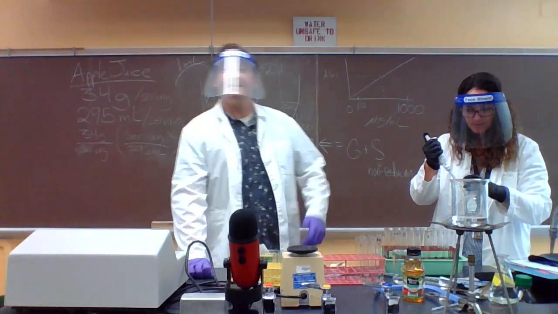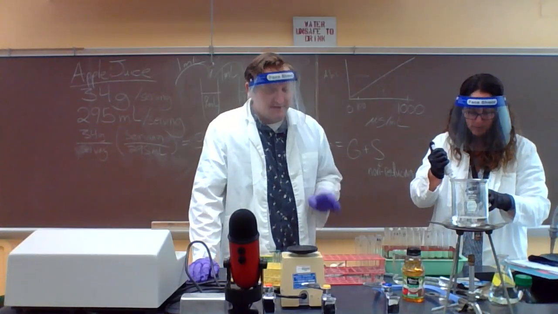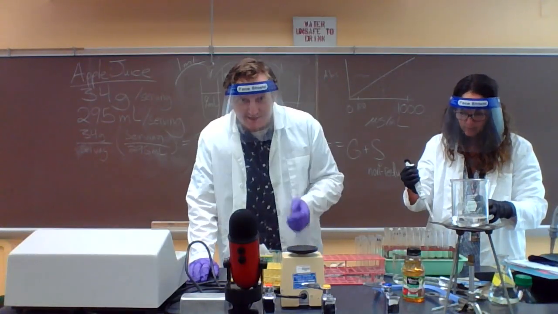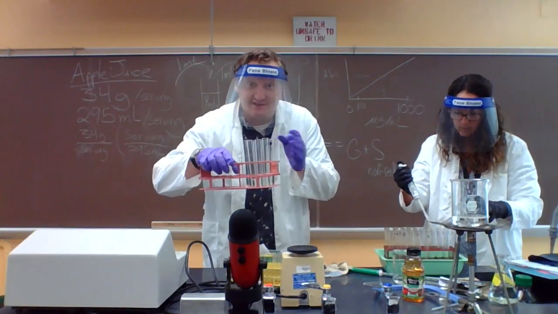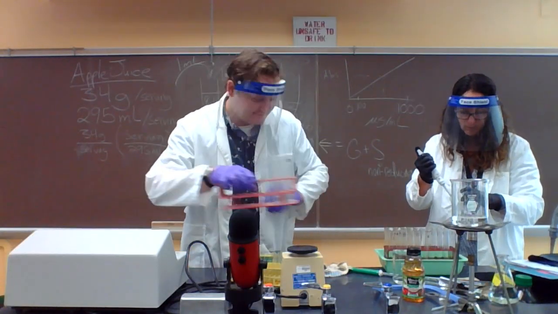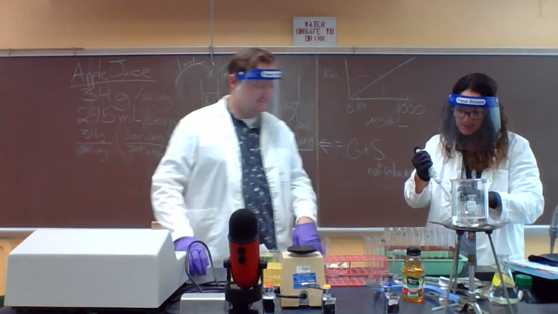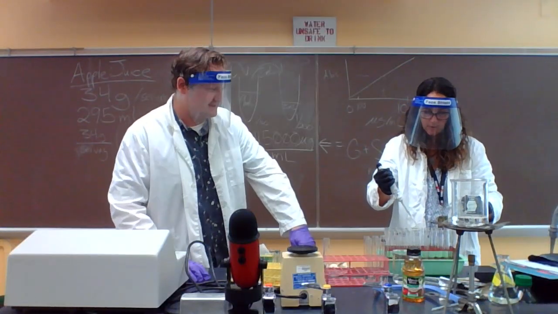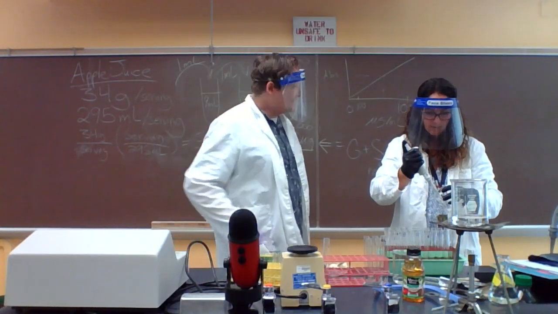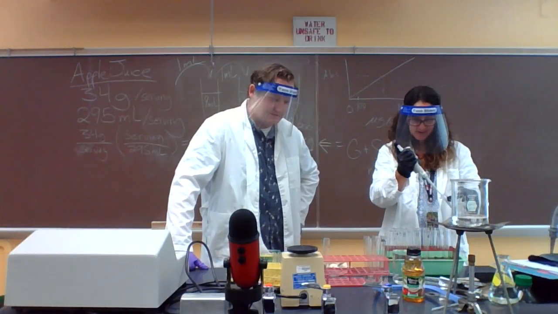So you'll be seeing on Canvas the data that we're generating from these. But for the demo that you see online here, we'll be focusing on our apple juice sample, and that's it. So the apple juice does need its DNS, doesn't it? What volume of DNS are we adding again today, Bridget? So equal to the reaction, so it's 3 milliliters. Flawless.